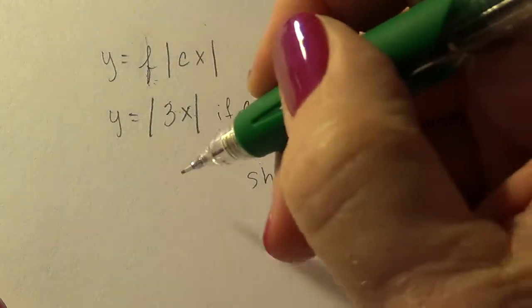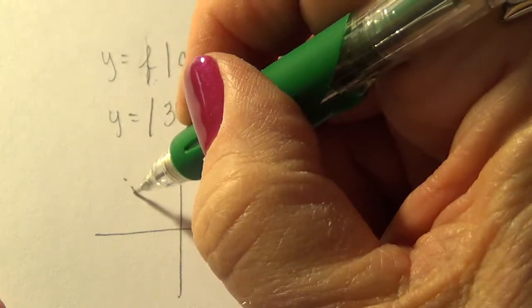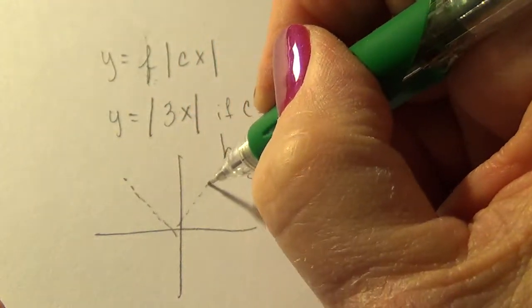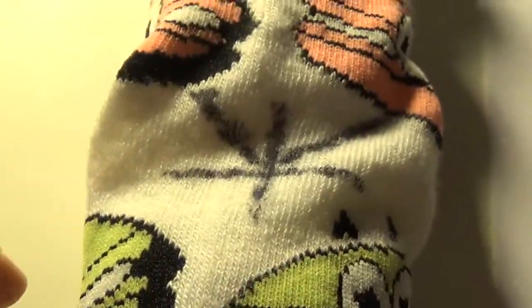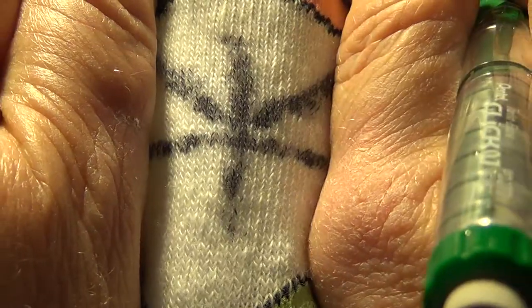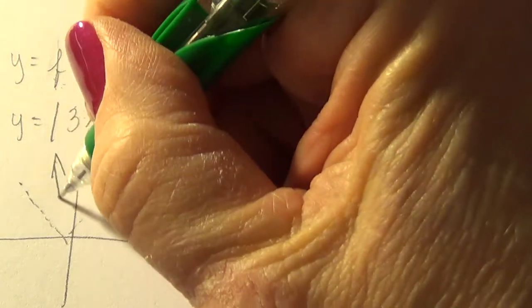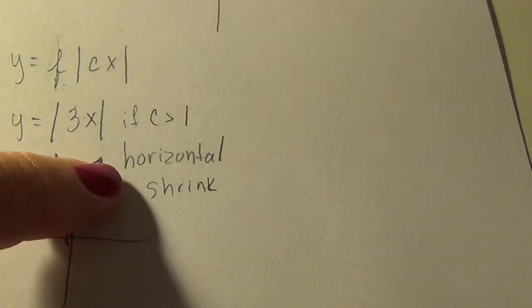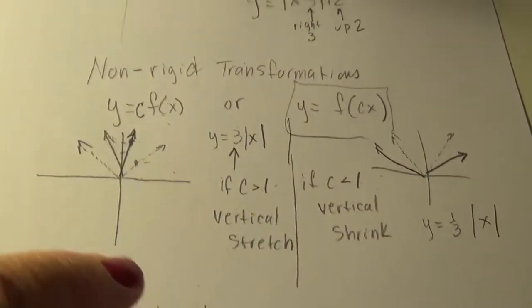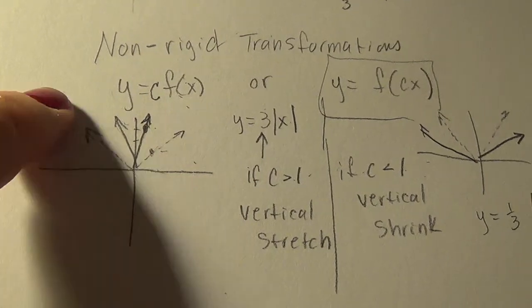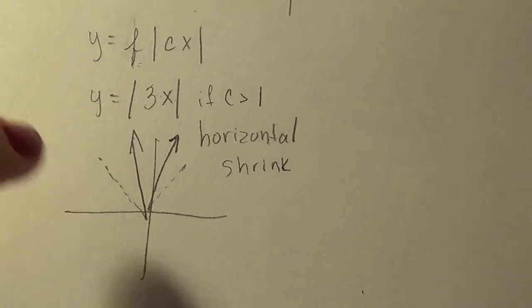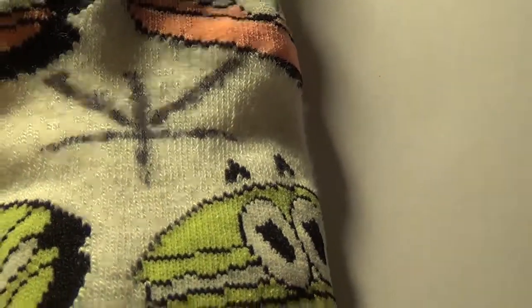Did you see what happened to the graph? Alright, hopefully you envision this. And when I shrunk it, one more time, so it was like this, and when I shrink it in the horizontal direction, it became closer to the y-axis. Did you notice that a horizontal shrink is the same as a vertical stretch? See? And our sock thing over here verifies it.